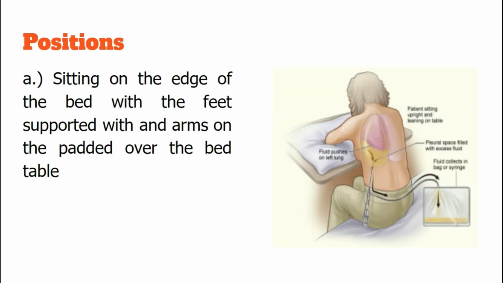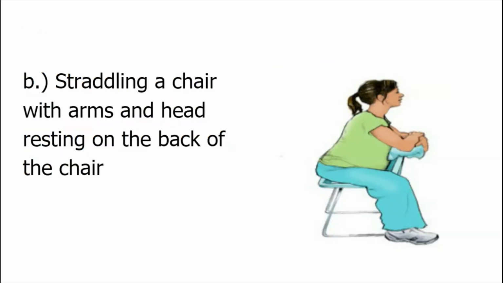For the positions, first we have sitting on the edge of the bed with the feet supported and arms padded over the bed table. This position facilitates access to the posterior axillary space, which is the most dependent part of the thorax. Second, we have straddling a chair with arms and head resting on the back of the chair. This is indicated for patients who are middle-aged, and not for older patients or for kids.